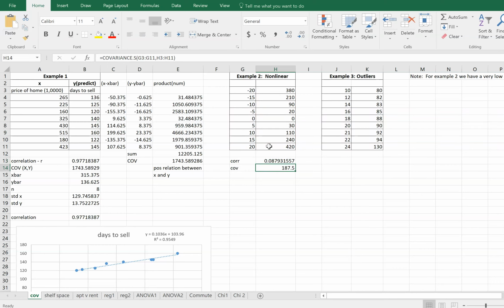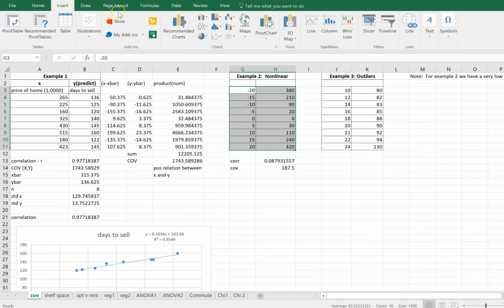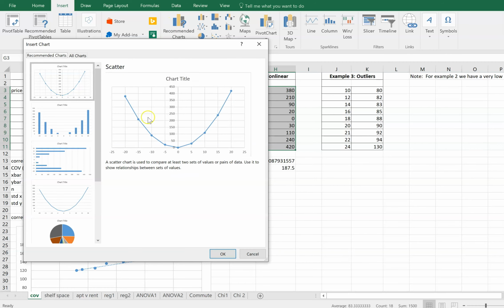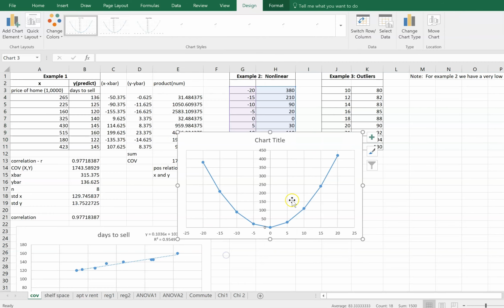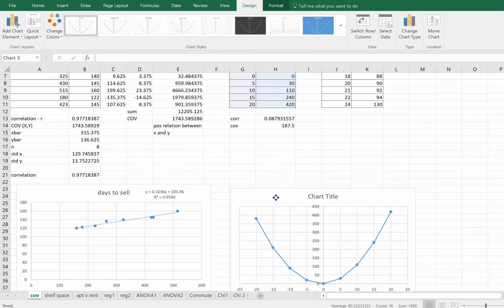Notice, the covariance, again, is a measurement of whether you have a positive or negative relationship. According to the covariance, we have a positive relationship. According to the correlation, we don't have a really good linear relationship. Well, let's check that out with a graph. Highlight the data, insert, recommended, scatter, and just pause for a moment.